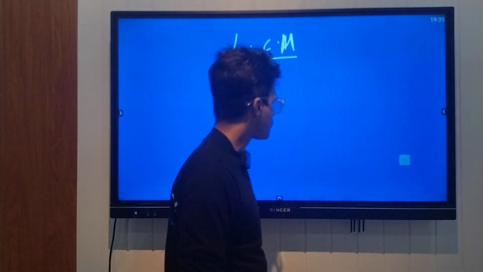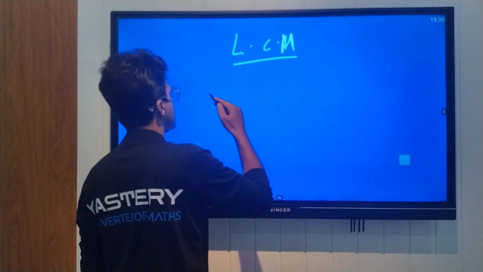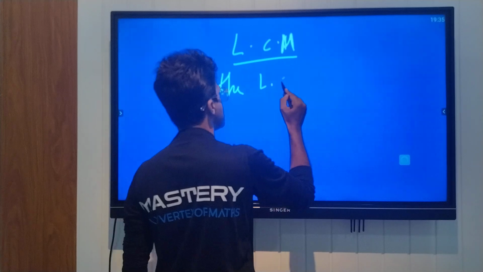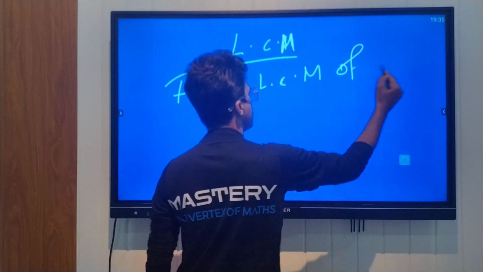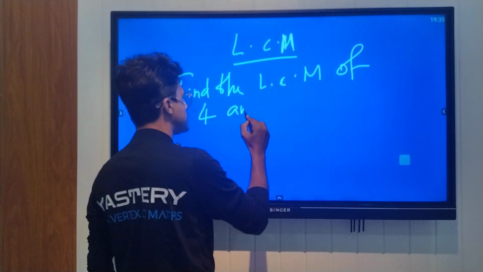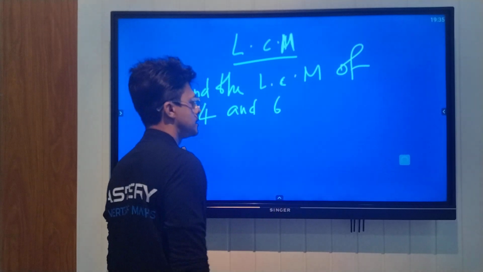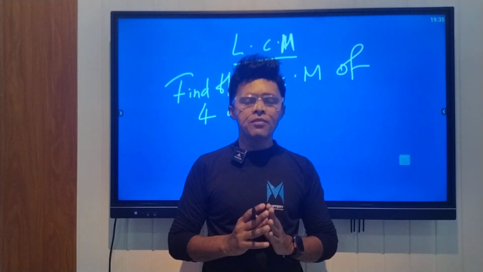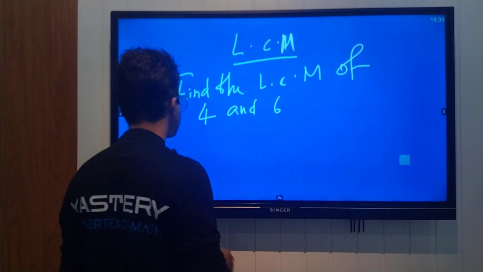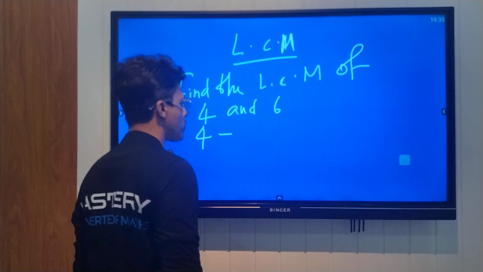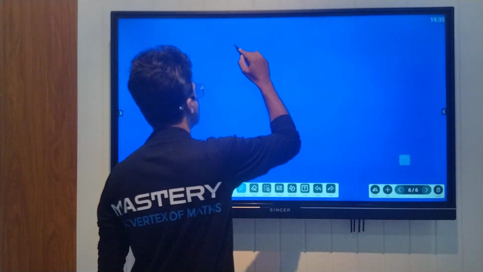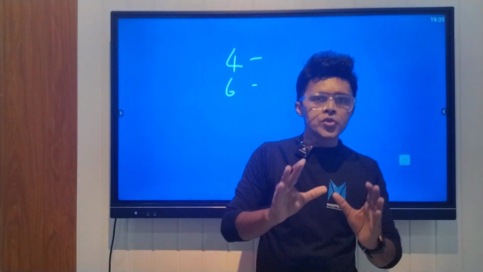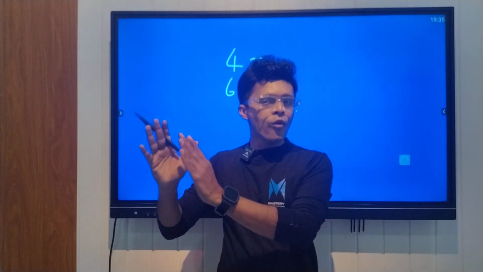Okay, LCM. Let's find the LCM of 4 and 6. How can you find the LCM of 4 and 6? We are going to find the LCM of 4 and 6 using the knowledge of multiples of 4 and 6.